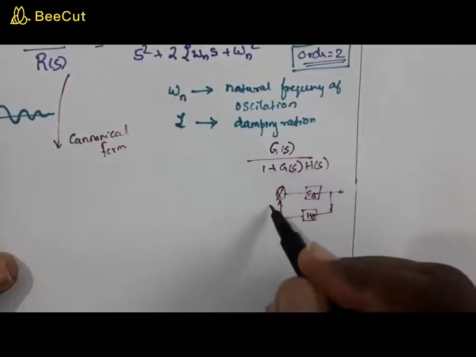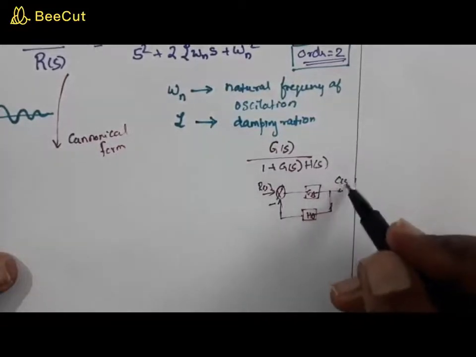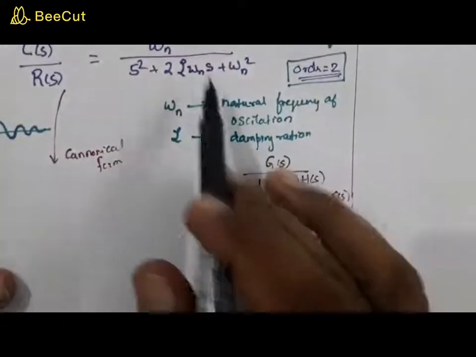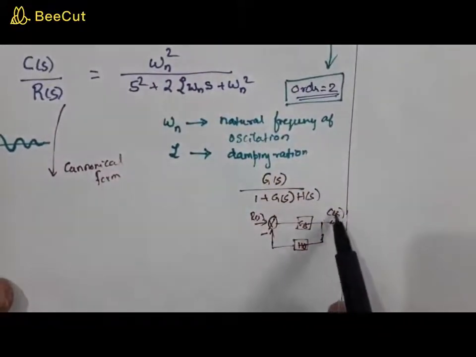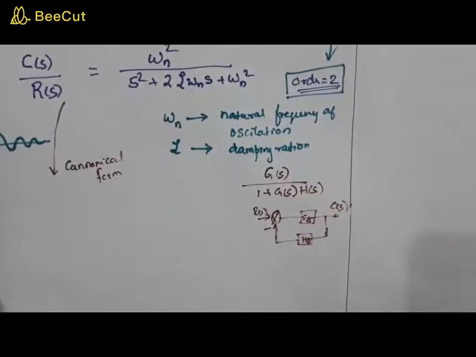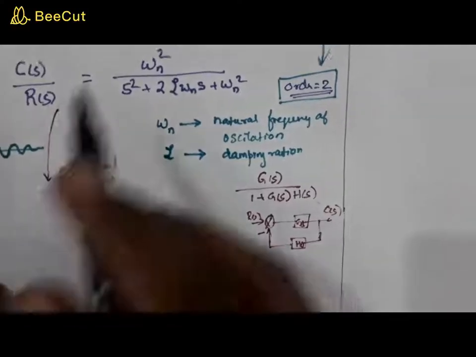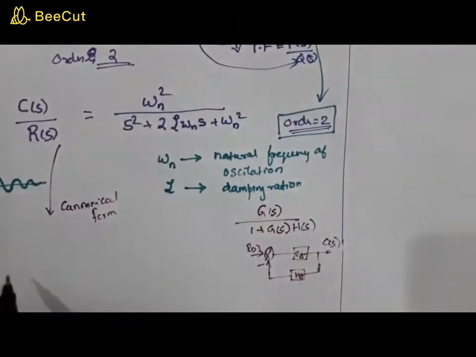Okay, since it is plus, this will be minus, and this is R(s), and this is C(s). So our aim is, using this transfer function, to convert it into its canonical block diagram. For that, I'm going to do some manipulation on this transfer function.